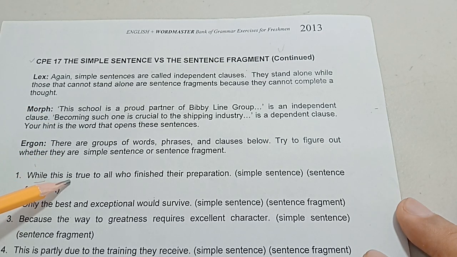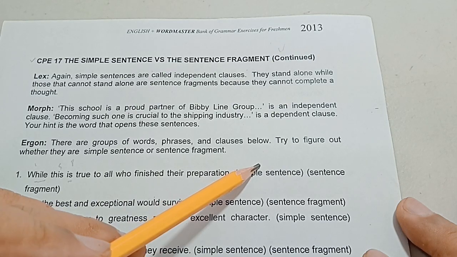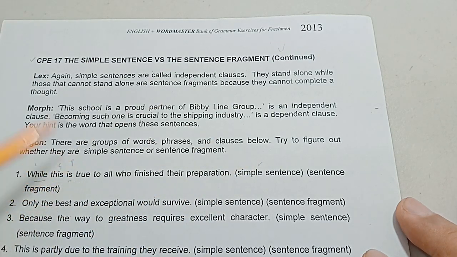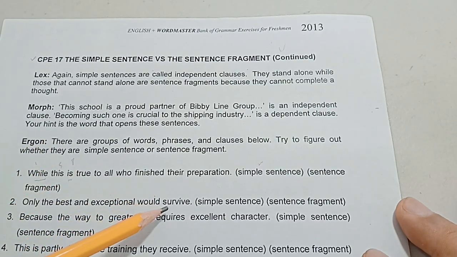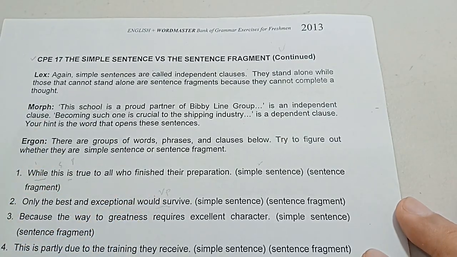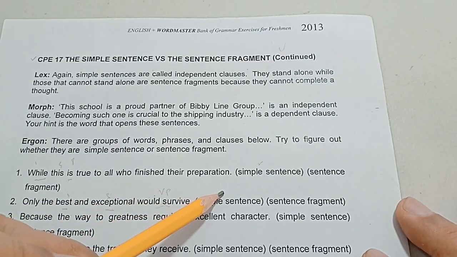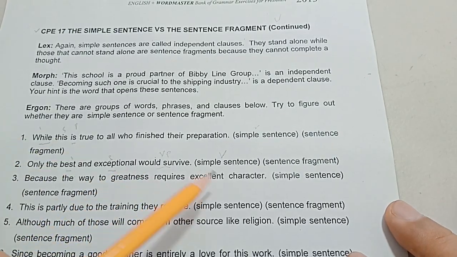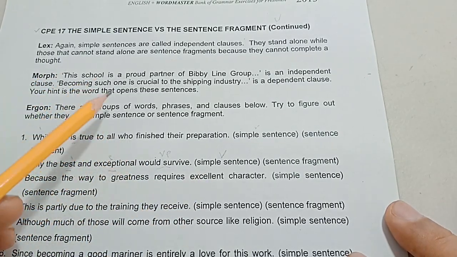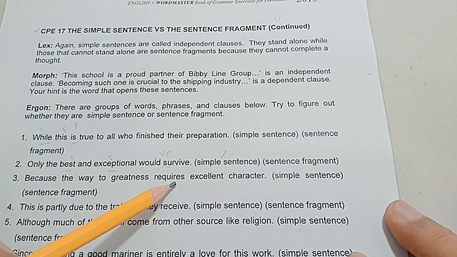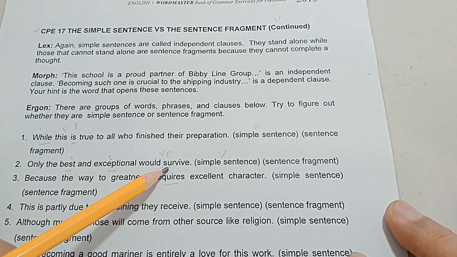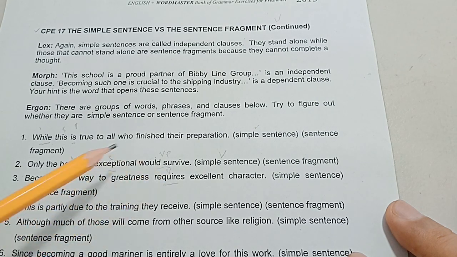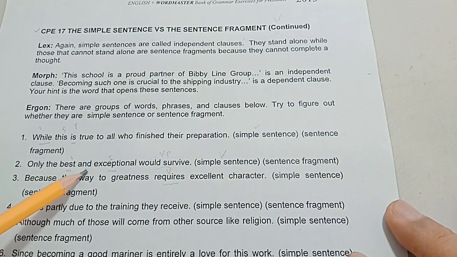Right, so we have here the verb and the subject and the simple. Only the best and exceptional would survive. Okay, the would survive is your verb phrase. Only best tapos exceptional is your subject. This is simple. Because the way to greatness requires excellent character. You have here requires as your verb and way is your subject. Simple.